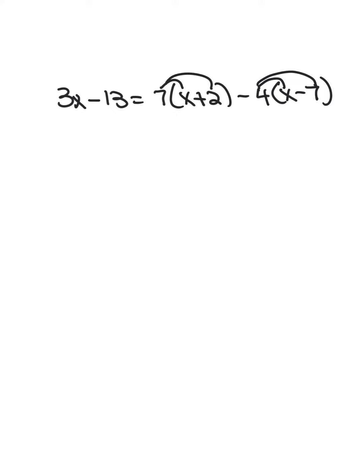All right, this one is a little bit more detailed. It has two distributive properties. On the first one, I'm going to multiply 7 times x, which is going to give me 7x. 7 times 2 gives me positive 14. On the second parentheses, we have to be careful because we are distributing negative 4 times that parentheses.